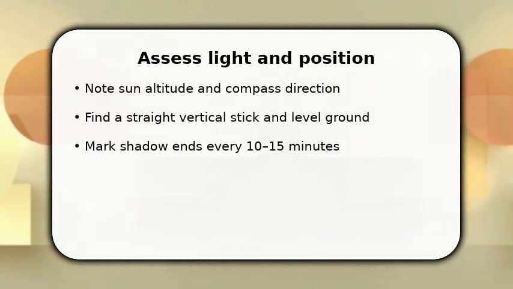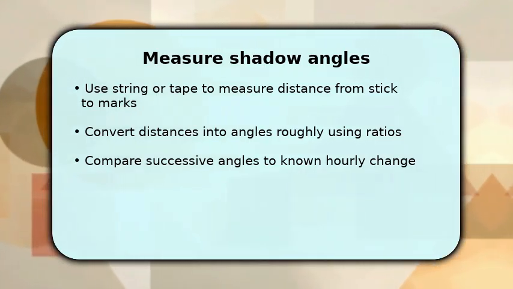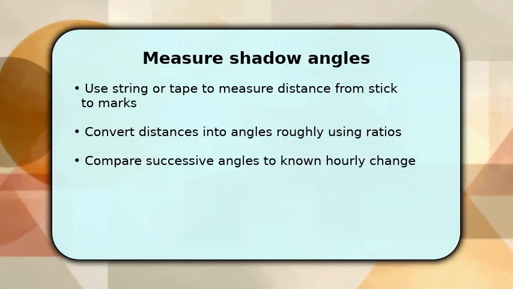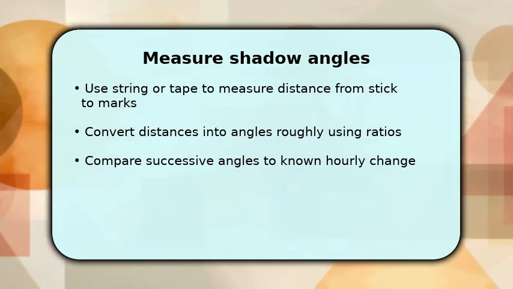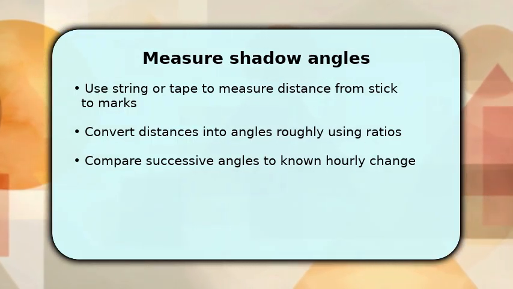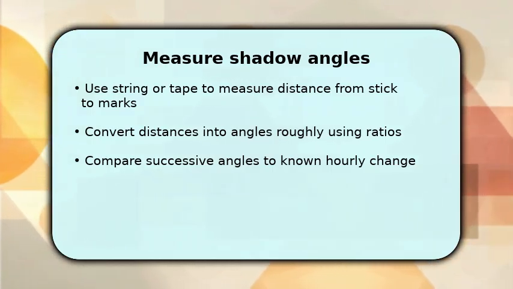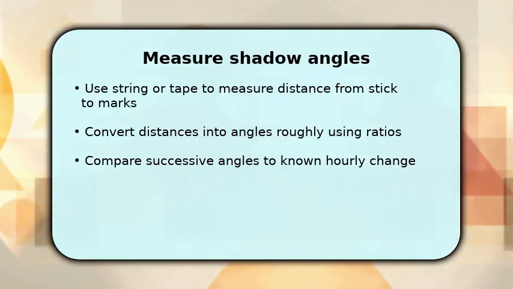Once you have marks, measure the horizontal distance from the stick base to each mark using string or a ruler. This distance relates to the sun angle. Divide the change between successive distances to estimate the rate of shadow movement. Because the sun moves roughly 15 degrees per hour across the sky, translate your measured angle change into time increments. For instance, 1/4 of that angle approximates 15 minutes. Make sure to account for latitude roughly. Shadows shorten differently near noon.